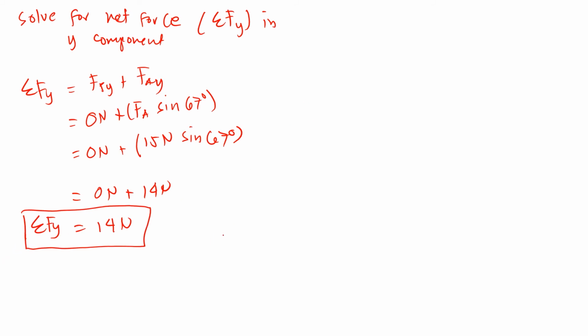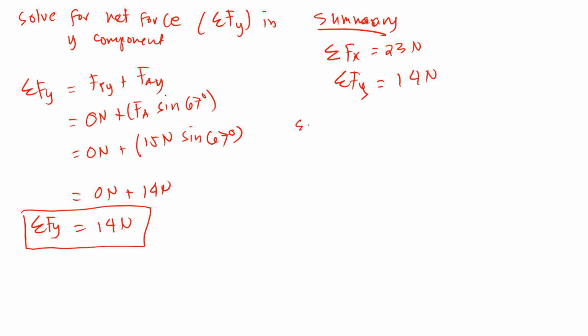And to summarize this one, let's try to have a summary of these values. So in the x component we have 23 newtons of force, and in y component we have 14 newtons. So by applying the second law equation here, which is given by force is equals to mass times acceleration, we can now replace this variable here into that.